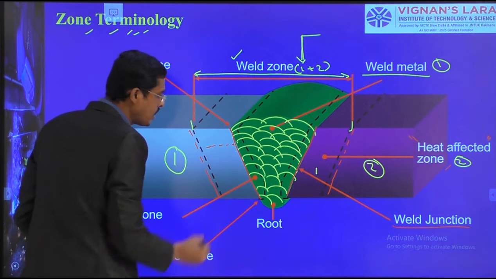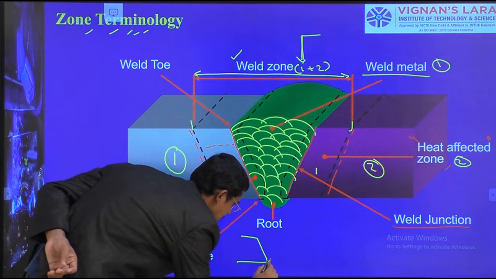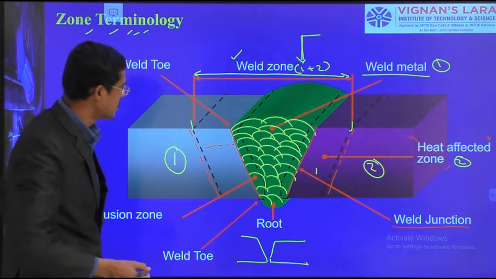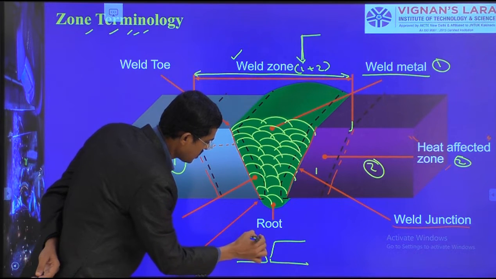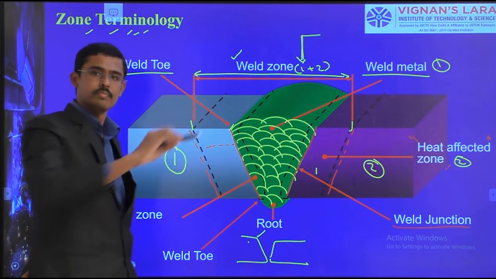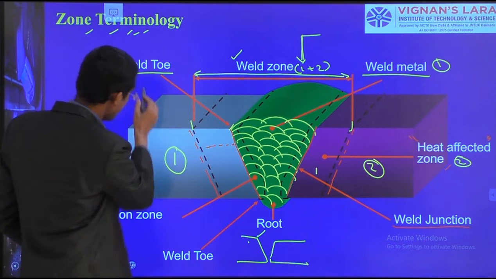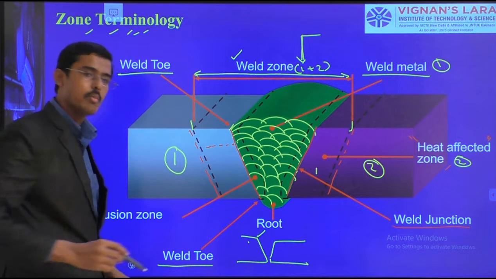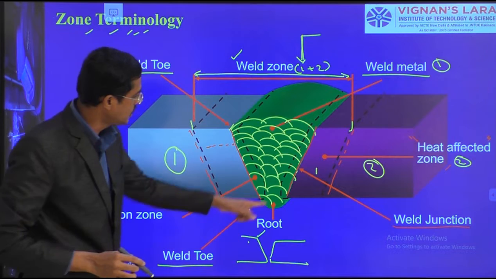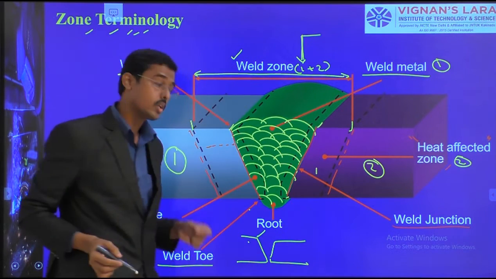Now see, we have prepared two pieces like this, and we have started to weld in this zone. At this point, I am drawing here, this point is called the weld toe. Both are the same: weld toe. Here also I have drawn the weld toe, the corner point of piece 1. Similarly, on that side also there is a weld toe.